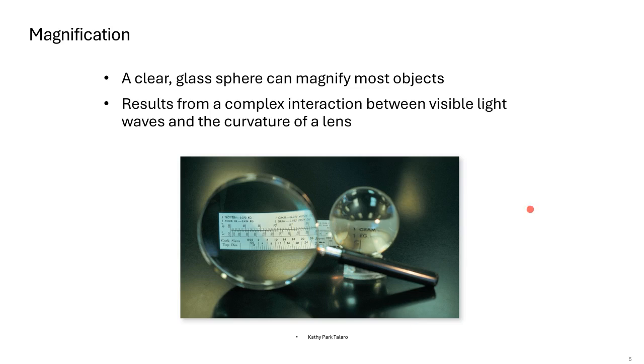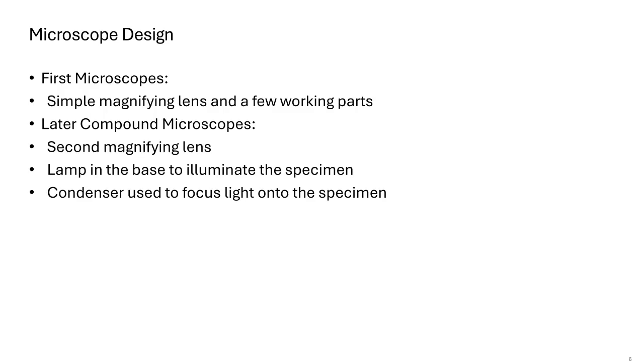So, magnification. A clear glass sphere can magnify, or make most objects look bigger, right? It comes from a complex interaction between visible light, or light waves, and the curvature of that glass. So the first microscopes were really nothing more than a simple magnifying lens that had a few working parts. It might have had a little screw that acted as a stage.